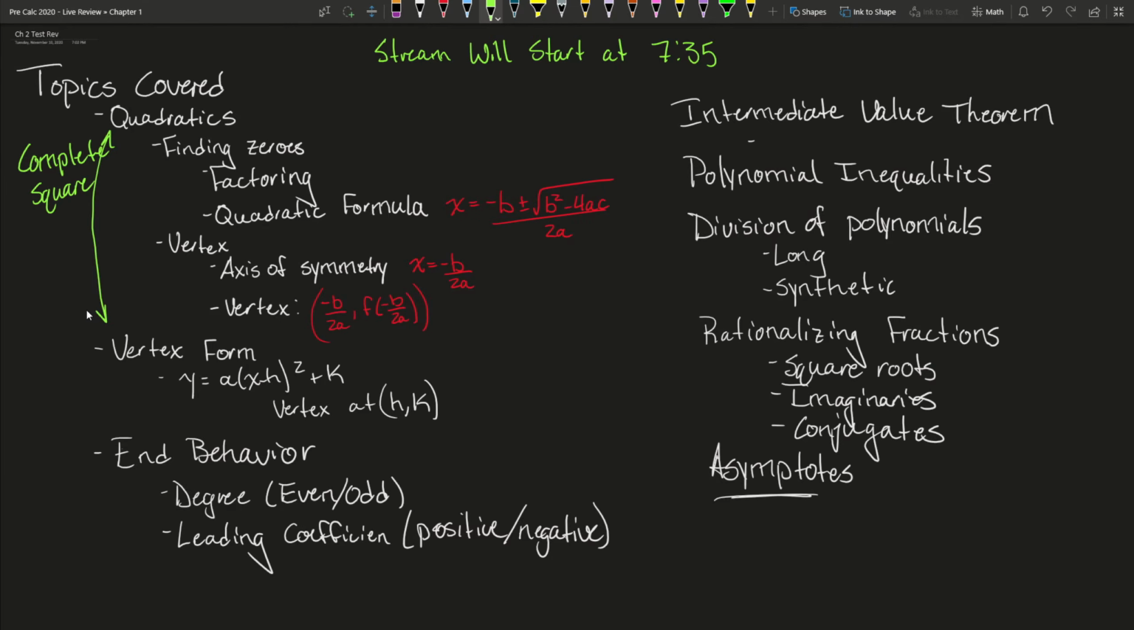Okay, but we need to be able to find the vertex given any form. There's different ways to do that. I actually don't think I ask anything about the vertex, so you probably don't even need to worry about that. But we do need to know vertex form. Then we need to know end behavior, so we need to be able to pull out the degree of any polynomial and the leading coefficient of any polynomial. And then from that, we need to be able to get the behavior on both ends of a graph. Okay, and that'll help us graph along with a whole bunch of other stuff on here.